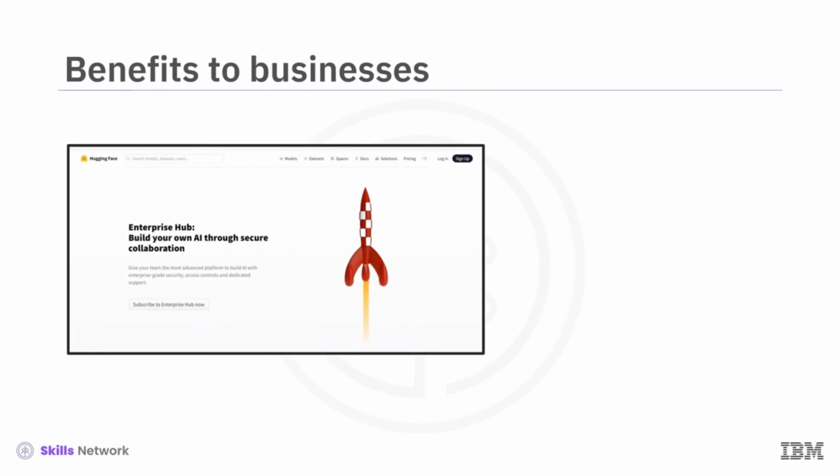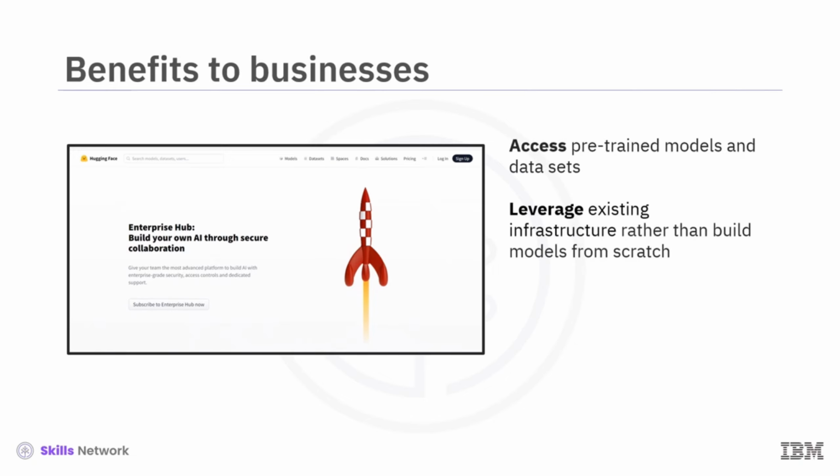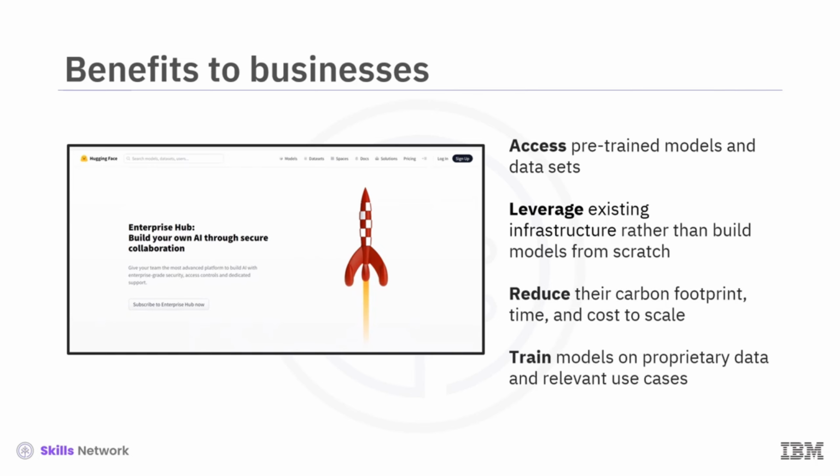How do businesses benefit from the platform? Hugging Face offers businesses the enterprise hub from where they can access pre-trained models and datasets. This allows businesses to leverage existing infrastructure rather than build models from scratch. Not only does this reduce their carbon footprint, time, and cost to scale, it also allows businesses to train the models on proprietary data and relevant use cases.